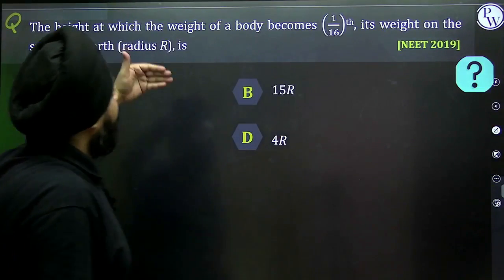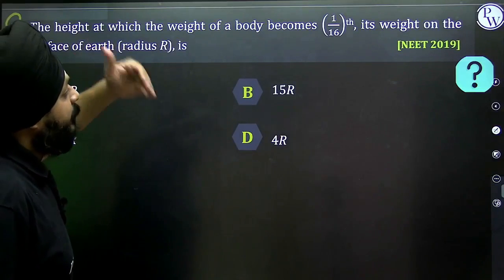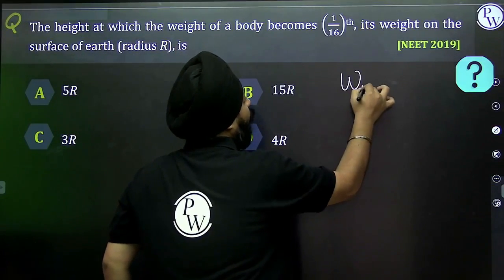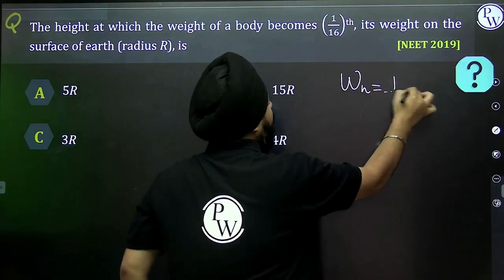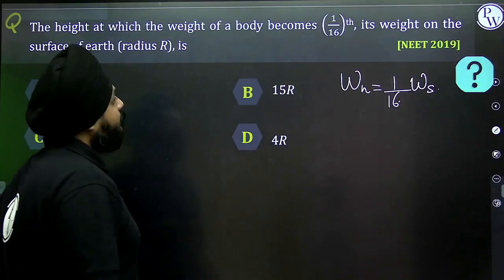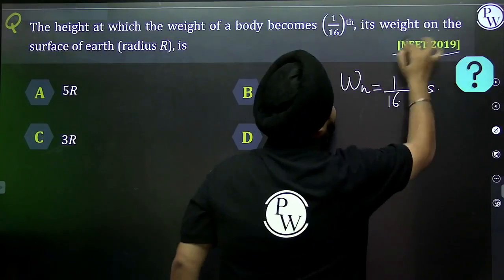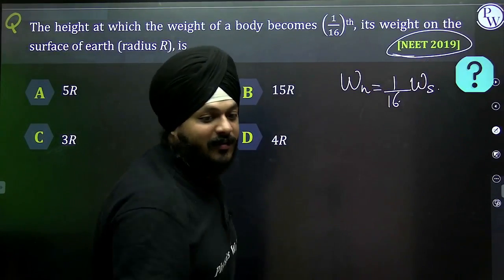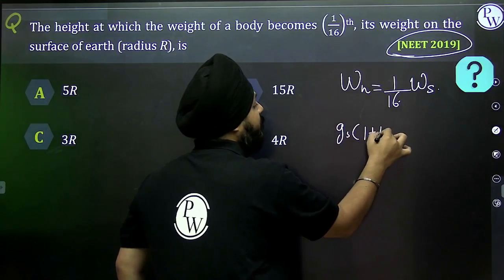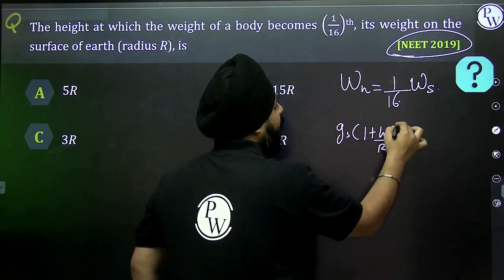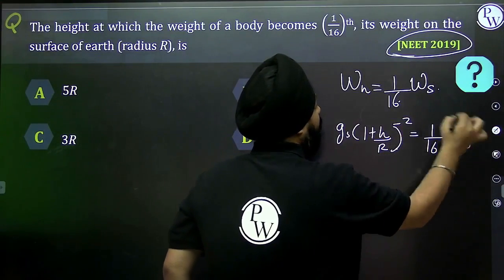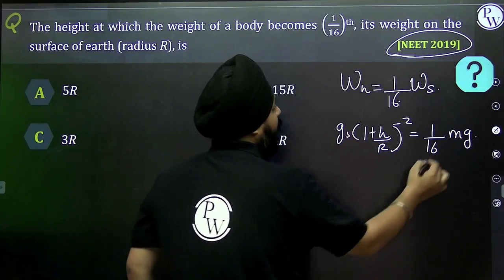The height at which the weight of the body will become 1/16th. At what height will the weight become 1/16th of the weight on the surface? NEET 2019 latest question. Weight at the height is G at the surface times (1 plus h divided by R) whole raised to minus 2, that is equal to 1/16 of the weight at the surface.